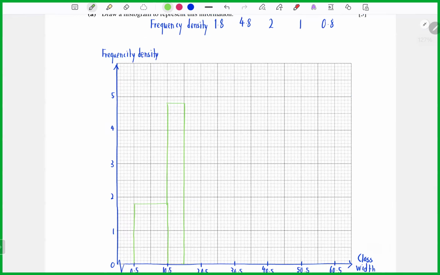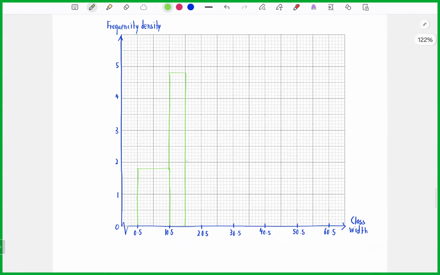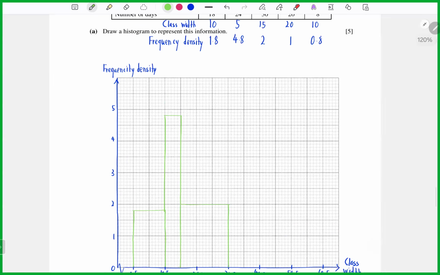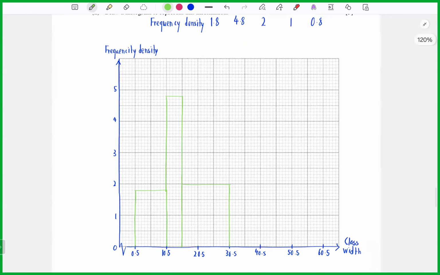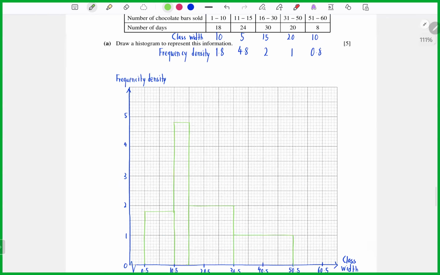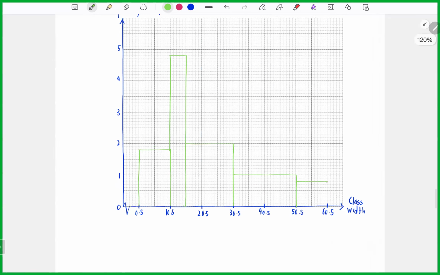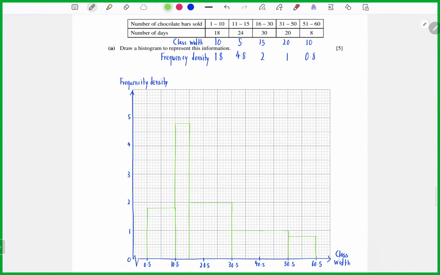Okay, and then we see 15.5 until 13.5 is 2. It's at 2, and then now we see 13.5 until 15.5 is 1. And then for the last, 0.8. So this is your histogram graph. I hope you can get it. All right, so now we go to the next question.